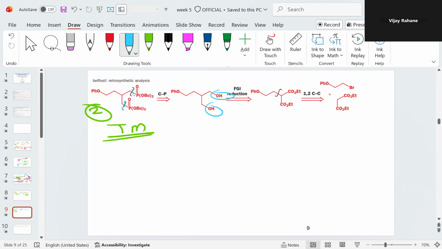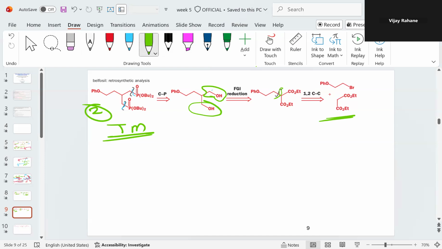Further, functional group inversion of this hydroxy group to the CH2OH group entirely, not only this hydroxy part, but this entire part along with this CH2 can come from the ester group. And further, the 1,2 carbon-carbon bond cleavage. This was the reaction that I have shown earlier. So this disconnection gives these two starting materials: the diethyl malonate along with this alkyl bromide.